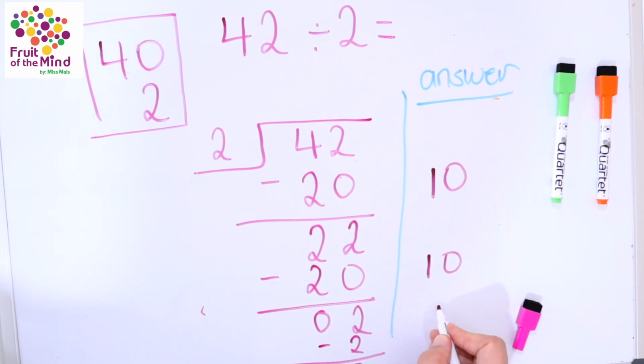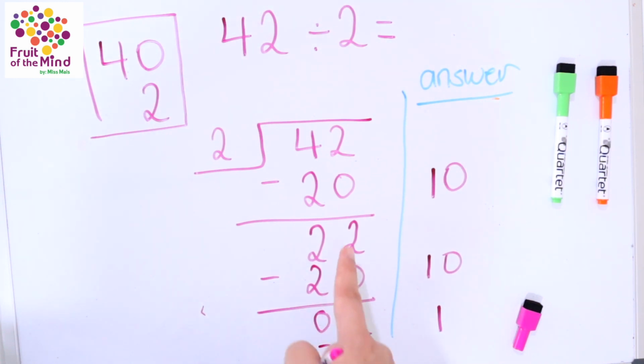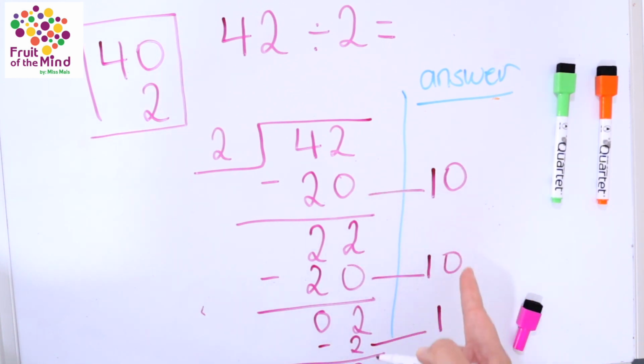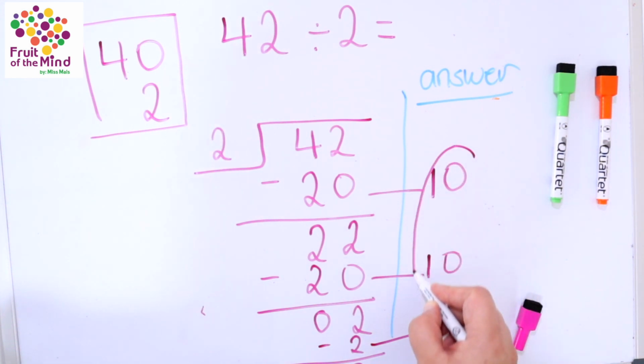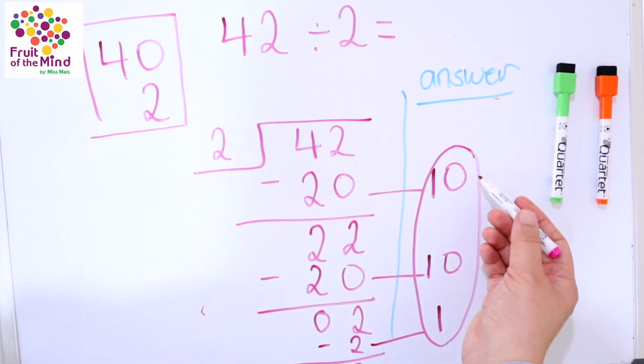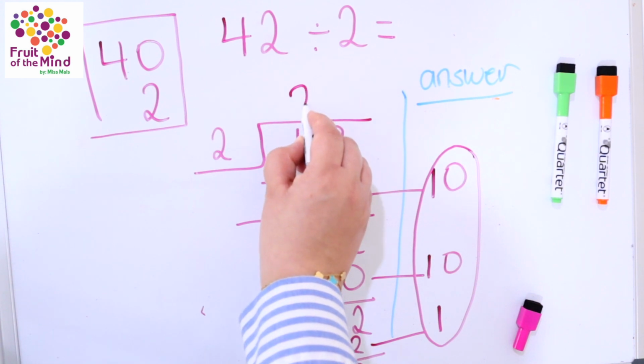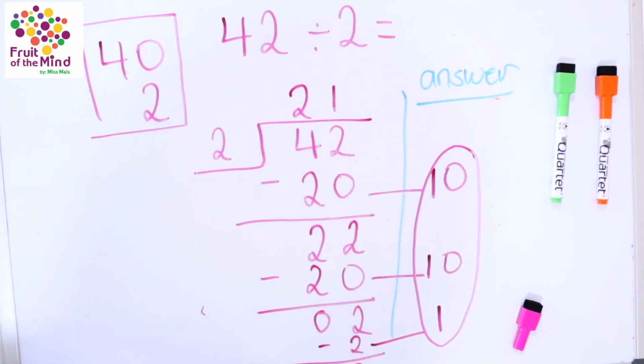And I'm going to write 1 only here because I'm only subtracting 1 2. Here I subtract 10 2's and here I subtract 10 2's. This is why I wrote 10, 10 and then I wrote 1. And never forget, each time you subtract, you should write an answer next to it. Now let's calculate and see how many we have altogether. I have 10 and 10 is 20 and 1 is 1, 21. So my quotient is 21.